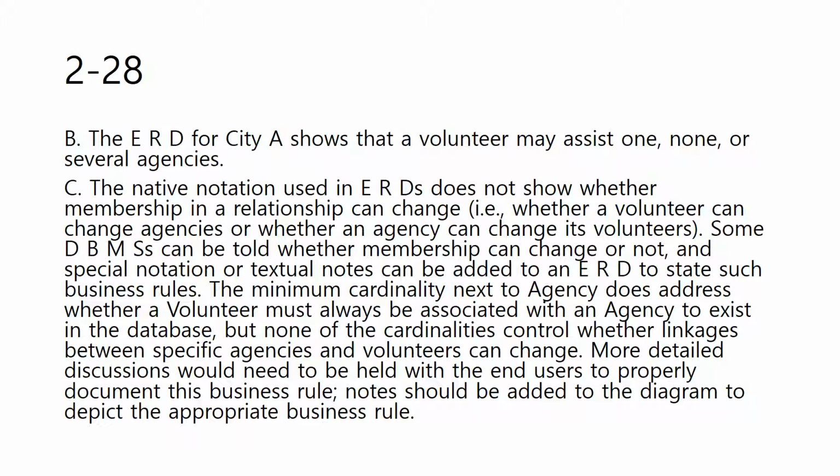Some database management systems can be told whether membership can change or not, and a special notation or textual note can be added to an entity relationship diagram to state such a business rule. The minimum cardinality next to agency thus addresses whether a volunteer must always be associated with an agency to exist in the database, but none of the cardinalities control whether linkage between specific agencies and volunteers can change.